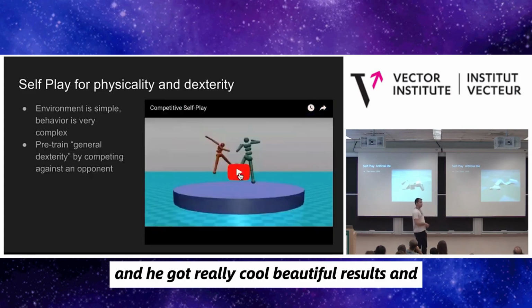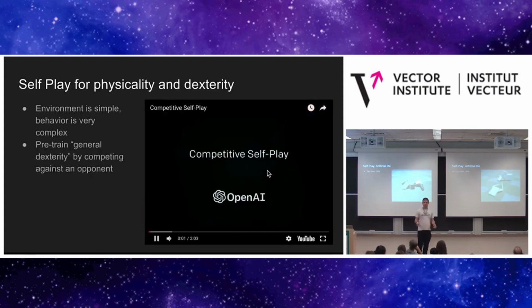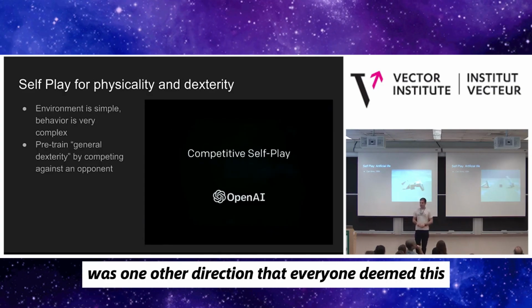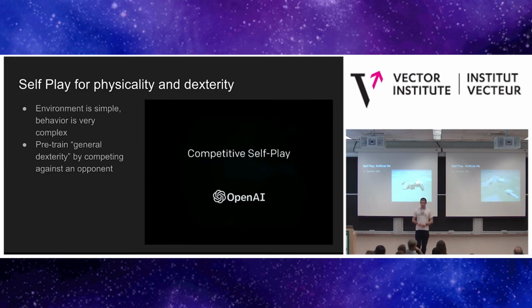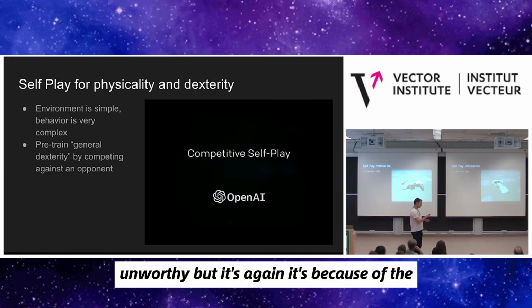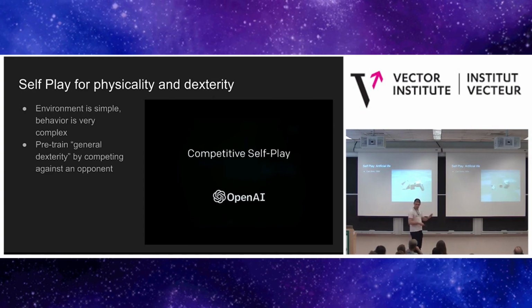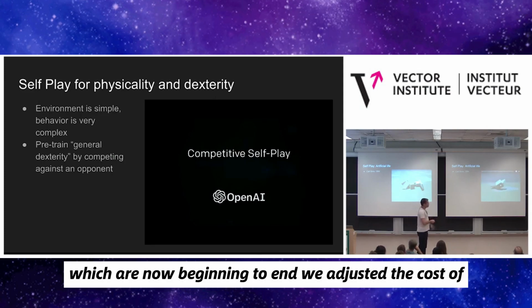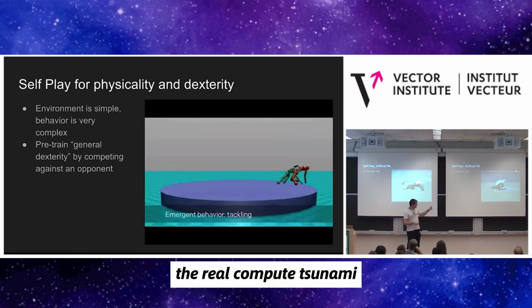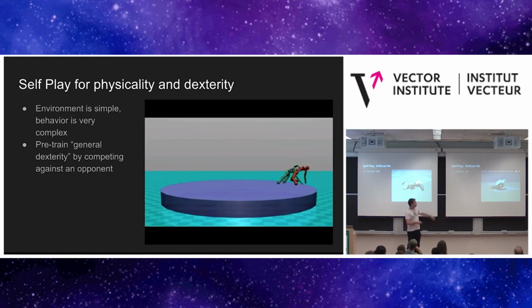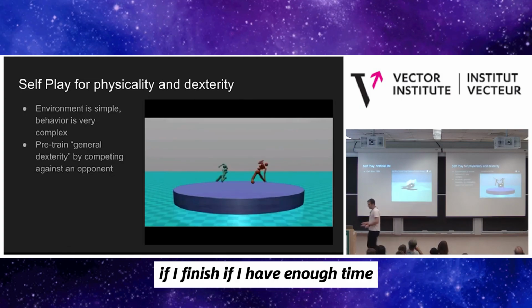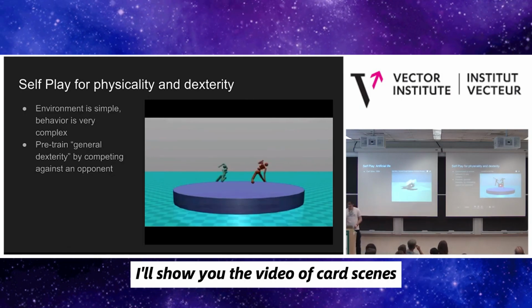And he got really cool, beautiful results. And I think everyone should watch it. Artificial life was one other direction that everyone deemed unworthy. But it's because of the sad times of slow computers, which are now beginning to end. We are just at the cusp of the real compute tsunami. Oh, actually, I have the video. You know what? If I have enough time, I'll show you the video of Carl Sims.